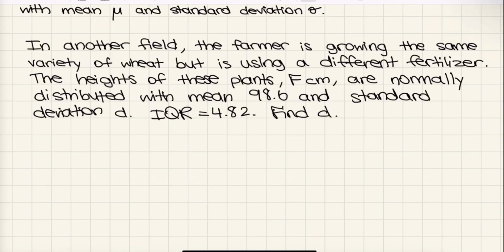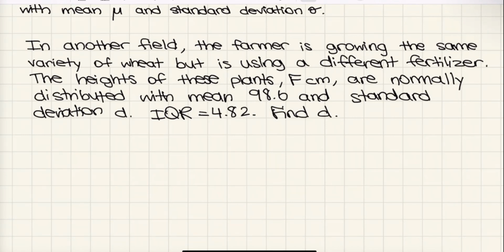In another field, the farmer is growing the same variety of wheat but is using a different fertilizer. The heights of these plants are normally distributed with mean 98.6 and standard deviation D. The IQR, which is the interquartile range, is 4.82. Find D.